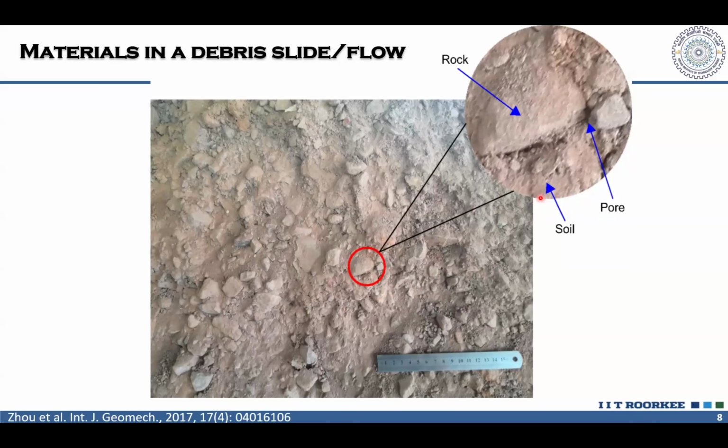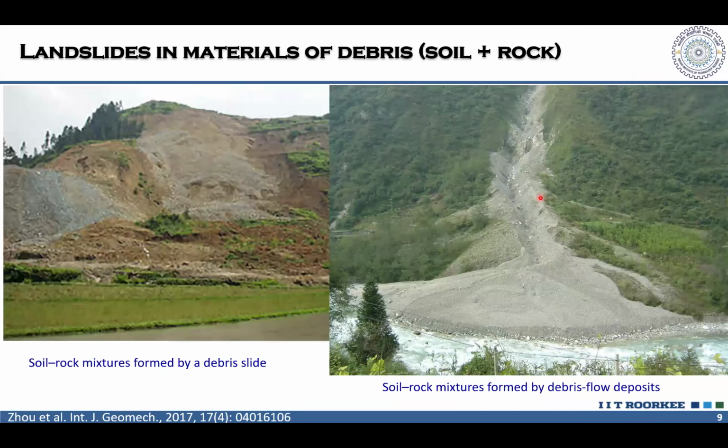In this case, what we have is a debris slide, which is a type of landslide as per the updated Varnes classification of landslides by Oldrich Hungr in 2014. A debris slide is a sliding type of landslide whose primary material is a mixture of soil and rock, that we call debris. And in any debris flow deposits, we will always have a mixture of soil and rock.